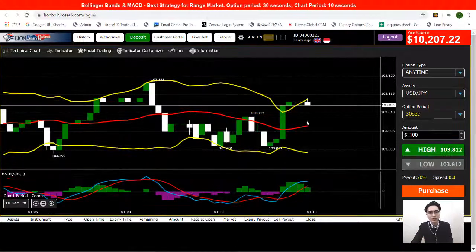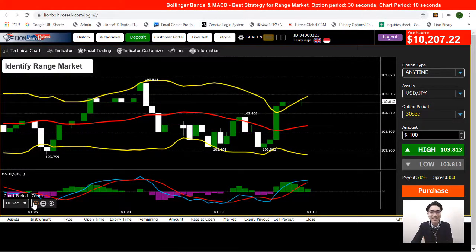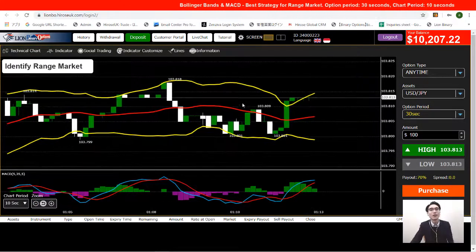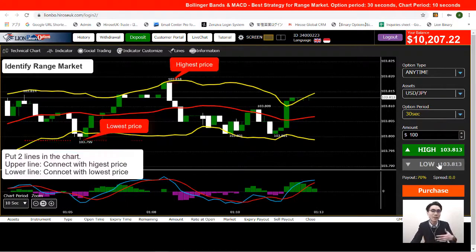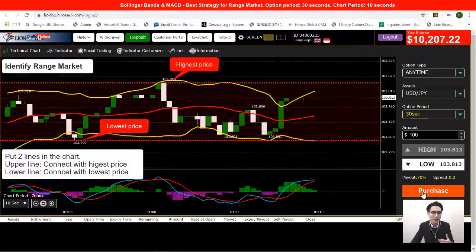Okay, now we are looking at a range market. So how do I tell this is a range market? Basically I imagine there is a line above and below the candlesticks, and if the price is moving within this range, then I know that the price is in a range market.